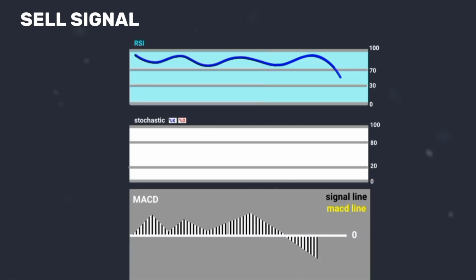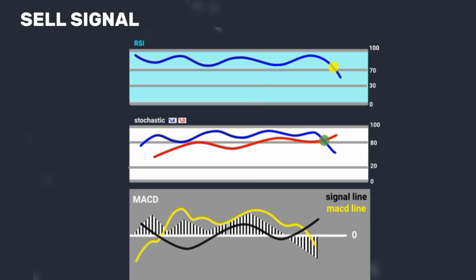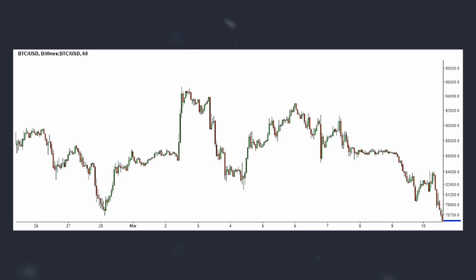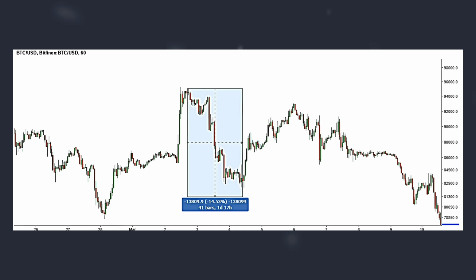Sell signal is generated when the RSI breaks below 70 from above. The stochastic %D line is in the overbought zone and then crosses below the %K line. The MACD line crosses below the signal line. Now, let's look at real examples in the markets. This is the Bitcoin chart on the 1-hour time frame. The price experienced a 14% drop within 41 candles, that's about 1 day and 17 hours.